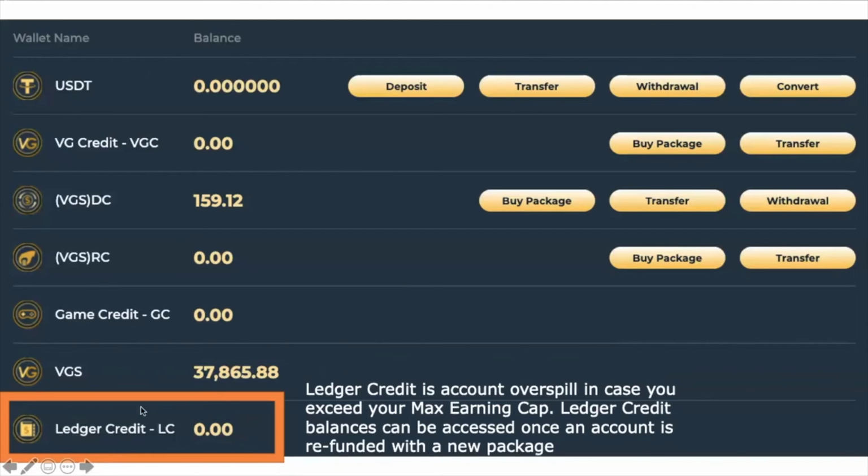So guys, those are the 7 wallets. And it's really straightforward. You'll really be dealing with the top 4 the most, and especially in this back office.